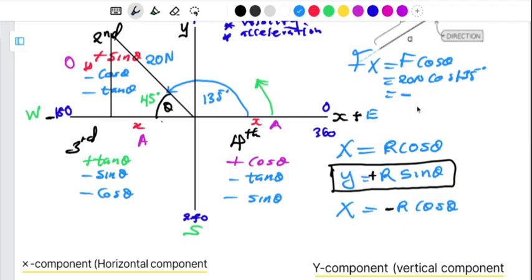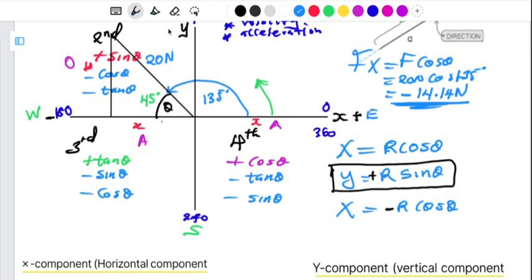Okay, let me just do it again, maybe I made a mistake there. So I have 20 newtons, and then cos 135. So I'm getting negative 14.14 newtons. This makes sense because, remember, this is the negative side of x. This is the positive side of x. So there is no way that on the negative side of x you get a positive answer, meaning your answer is wrong. You have to understand that.